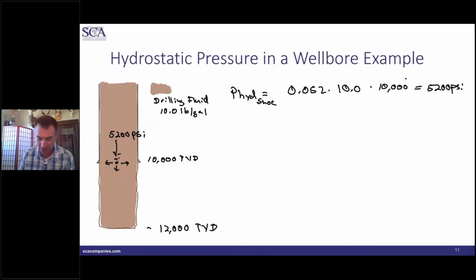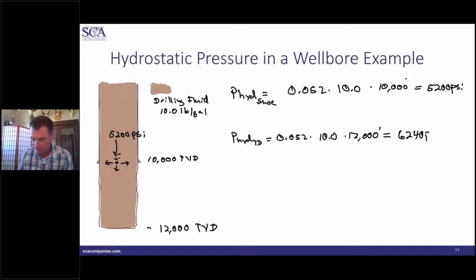So just another quick example. I'm a big fan of examples because I think it's important for us to see how things work. If we look at the hydrostatic at the TD, that's just the same thing, 0.052 times 10.0 times 12,000. And I end up getting 6,240 psi. Just a couple of different examples. So we would have right here 6,240 psi at the bottom of the wellbore. Okay, so all pretty simple. We've probably done these things before, but again, important to understand where hydrostatic pressure comes from.